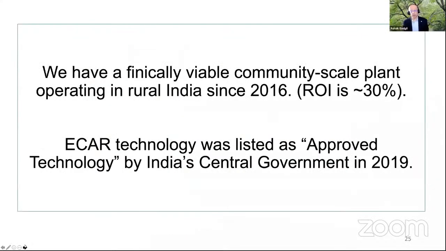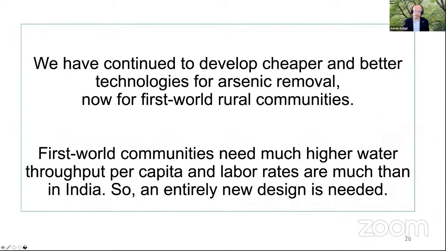The estimated return on investment is about 30%. The technology was approved by the Indian government in 2018. But we have continued to develop the technology for poor rural communities, even in the first world, because they also don't have a right solution.